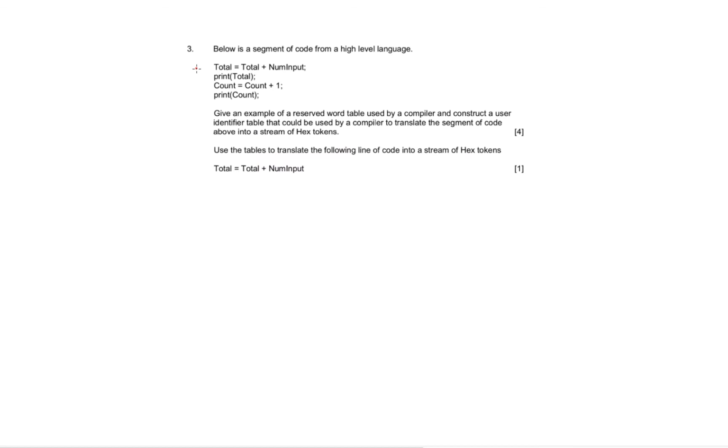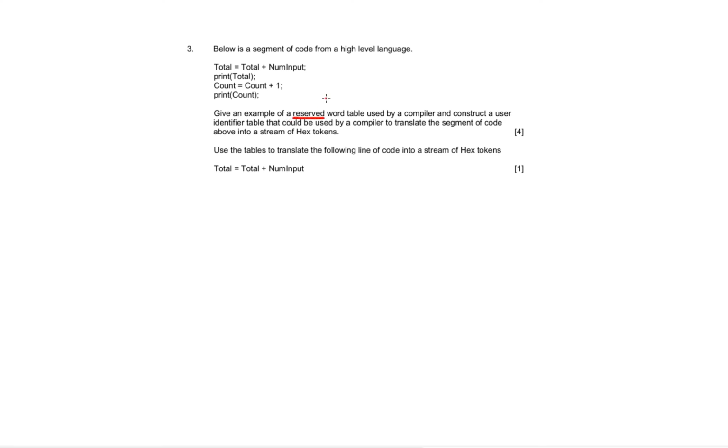So moving on to question 3. Below is a segment of code from a high-level language, and we've got a little section of code there. Give an example of a reserved word table used by the compiler and construct a user identifier table that could be used by a compiler to translate the segment of code above into a stream of hex tokens, and that will get you 4 marks. The second part of this question just asks you to use the tables that you've created to translate the following line of code into a stream of hex tokens.